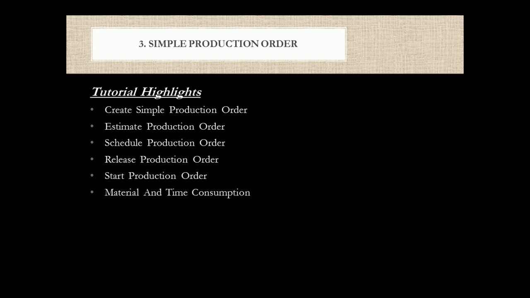then recording the material and the time consumption, then reporting as finished a production order, and finally ending the production order to have the financial effect. In report as finished, we'll only have the physical effect, that is the physical movement of stock, the incoming of the finished good into the warehouse. Whereas in the end production order, we'll be looking at how the financial postings will be done and the total cost of the production order.